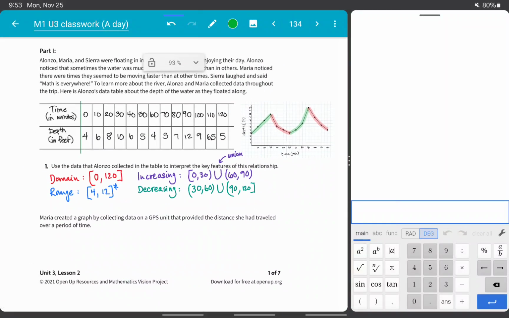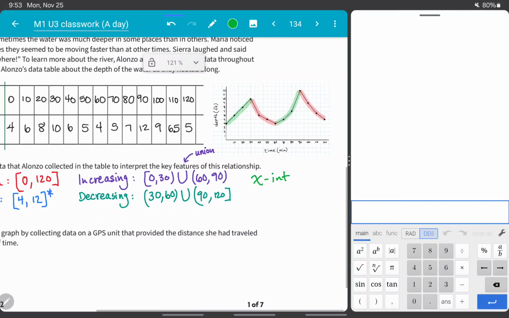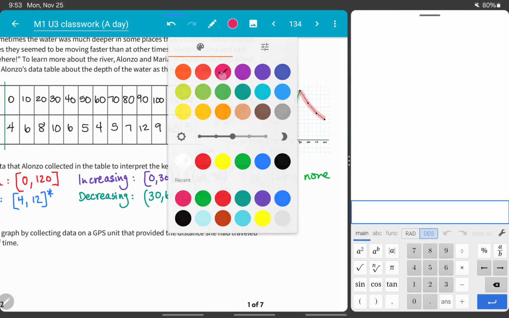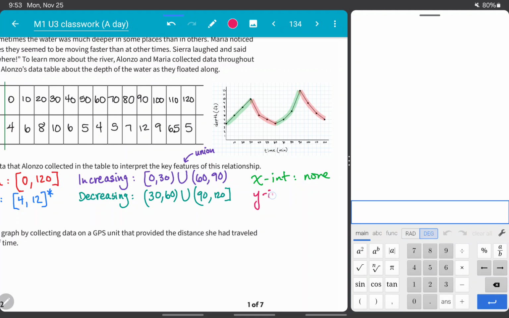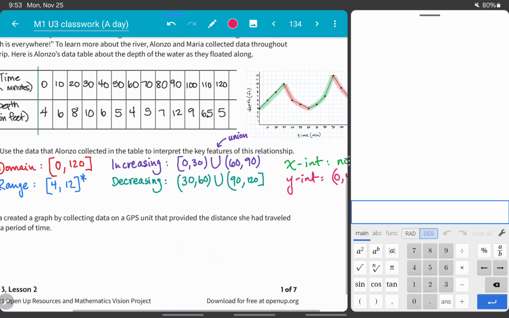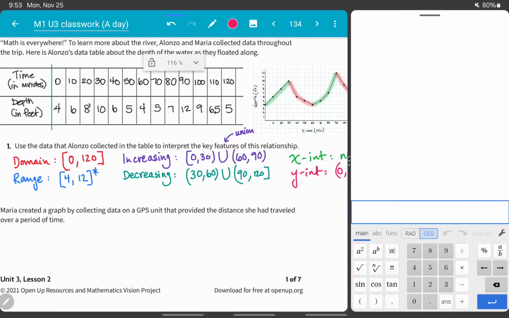Okay, now let's talk intercepts. X-intercepts. Doesn't look like there are any x-intercepts, no zeros there. Y-intercept, I'll use another color just for fun. Y-intercept looks like it's right here at 0, 4.